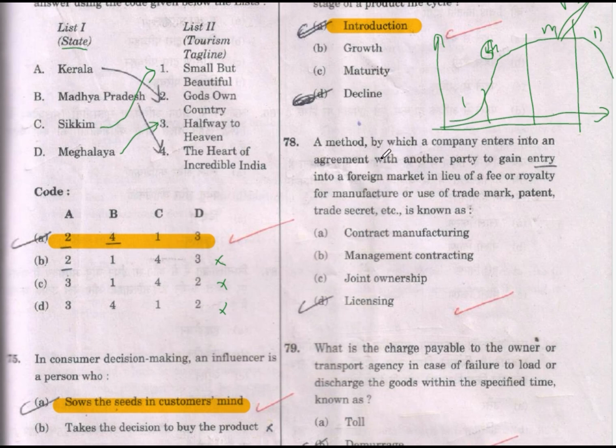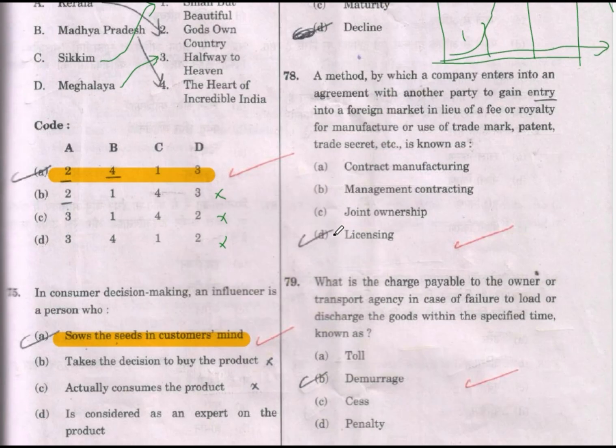Next question, a method by which a company enters into an agreement with another party to gain entry in the foreign market in lieu of a fee or royalty for manufacturing or use of a trademark, patent, etc. This is called licensing, okay. In the foreign market is the trick one. You will say joint ownership. No, it is not joint ownership, because it is in lieu of fee and royalty. Fee and royalty are the keywords for this question.